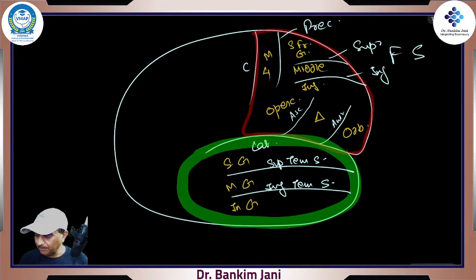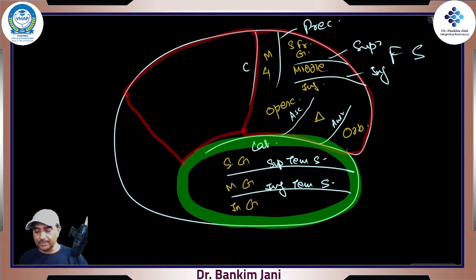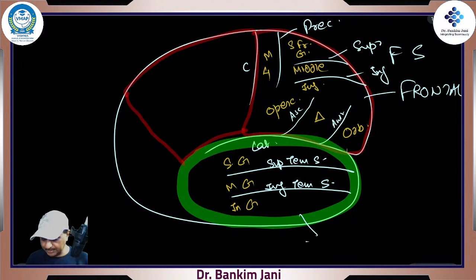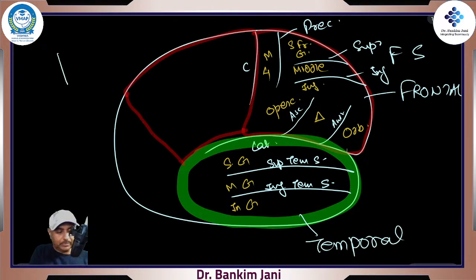We move on to the parietal one. All the difficult ones are over. This is between parietal and occipital, so over here it would be the parieto-occipital sulcus, and that's our parietal lobe. This one was frontal, and that's temporal, and this one is the parietal.